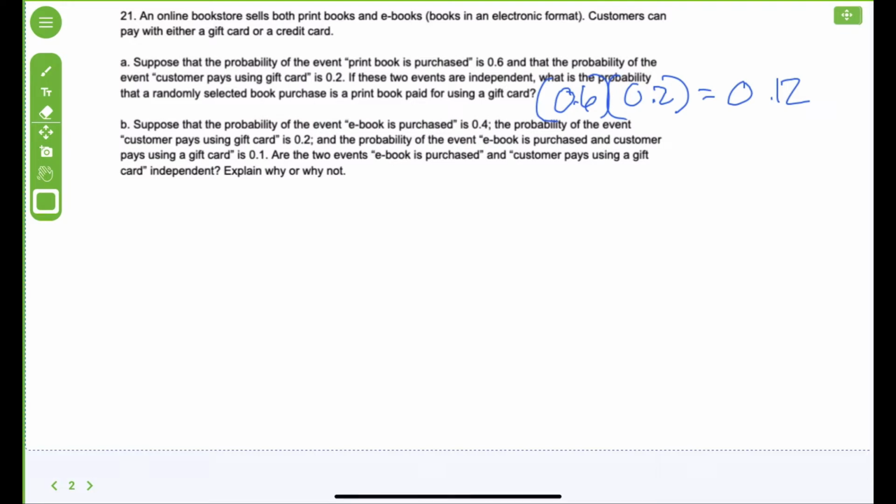Now, B says, suppose that the probability of the event ebook is purchased is 0.4, and the probability of the event customer pays using a gift card is 0.2, and the probability of the event ebook is purchased and the customer pays using a gift card is 0.1. Are the two events, ebook is purchased and customer pays with a gift card, independent? Explain why or why not.